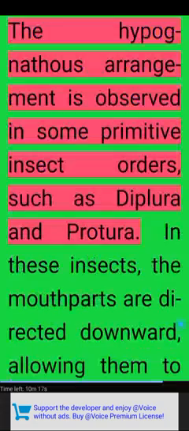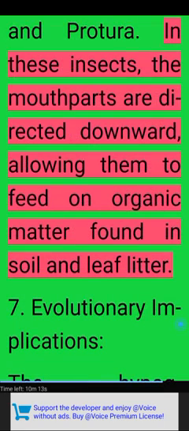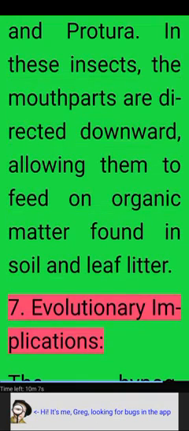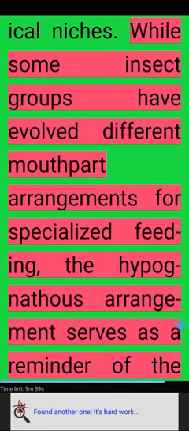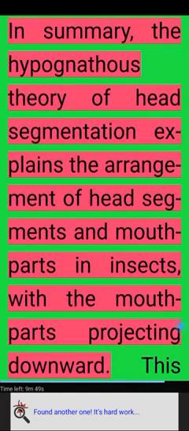6. Examples. The hypognathous arrangement is observed in some primitive insect orders, such as Diplura and Protura. In these insects, the mouthparts are directed downward, allowing them to feed on organic matter found in soil and leaf litter. 7. Evolutionary implications. The hypognathous arrangement has evolutionary implications, as it reflects the adaptation of early insects to specific feeding habits and ecological niches. While some insect groups have evolved different mouthpart arrangements for specialized feeding, the hypognathous arrangement serves as a reminder of the ancestral condition from which insect diversity emerged.